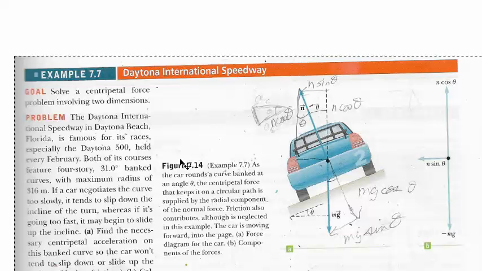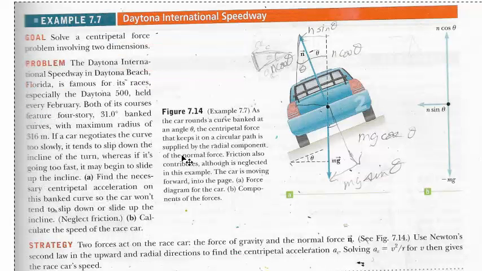The Daytona International Speedway in Daytona Beach, Florida is famous for its races, especially the Daytona 500, held every February. Both of its courses feature four-story, 31-degree banked curves with maximum radius of 316 meters.